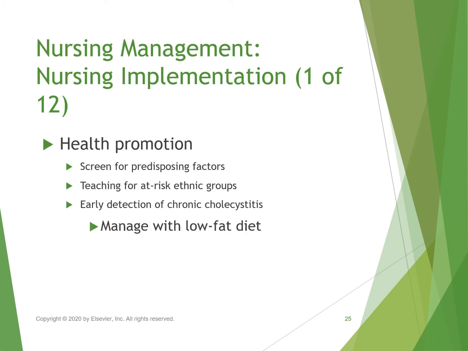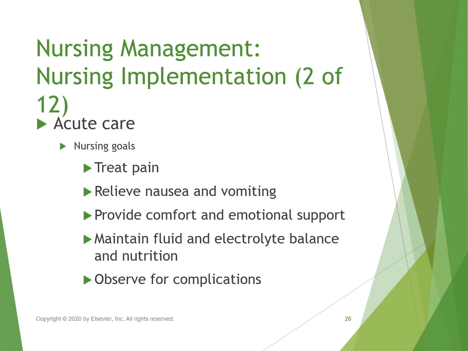As far as our nursing management, health promotion, for sure, screening for any kind of risk factors, teaching at-risk groups, and then early detection. And if you have a patient with chronic cholecystitis, definitely want them to be on a low-fat diet. Other acute care nursing goals: treat the pain, manage the nausea and vomiting, help provide support, maintain normal fluid and electrolyte balance, and then also keep a close eye out for complications.